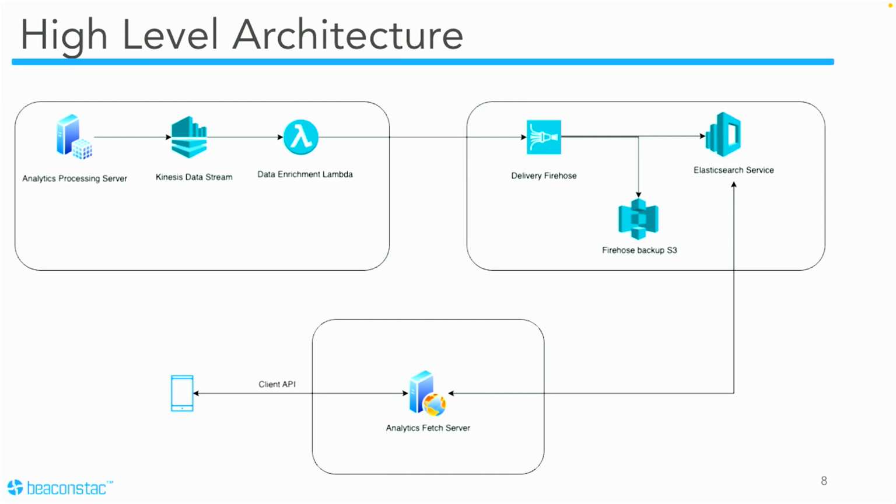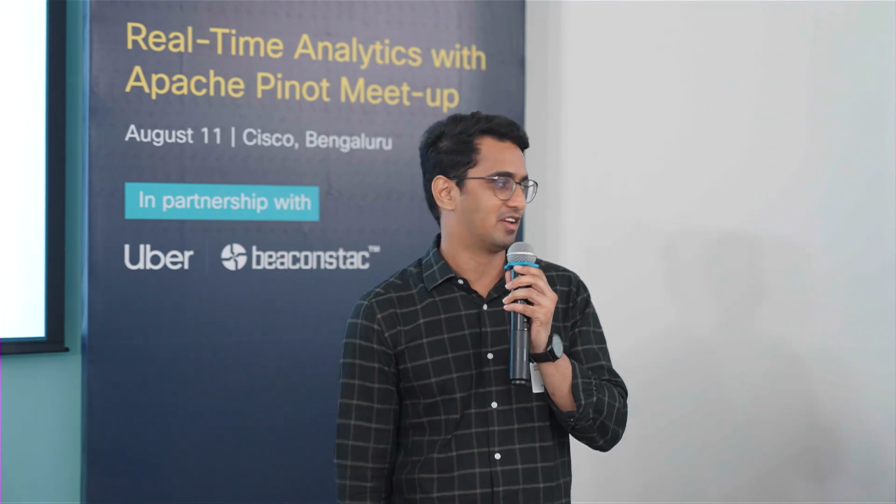So, a very quick high-level design. Whenever you scan a QR code, it goes through a lot of data pipelines and comes to our analytics processing servers. From there, it moves to data streams, to data enrichment lambdas running on top of it, and it used to get delivered to Firehose, and then we have a backup stored in S3, and the data was being pushed to Elasticsearch. And from the query side of things, client APIs used to call the analytics servers, which are basically dedicated to fetching the analytics from Elasticsearch and presenting it in a visualization tool that Beaconstac has.